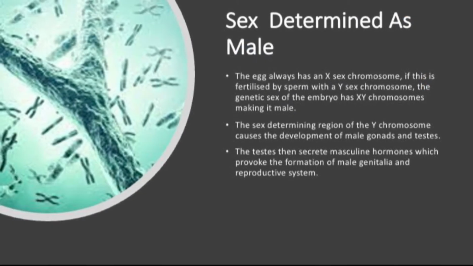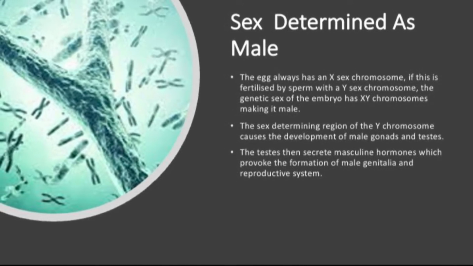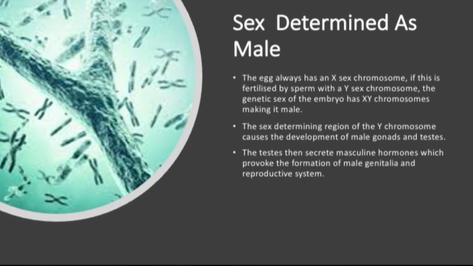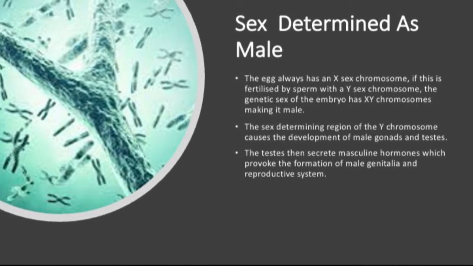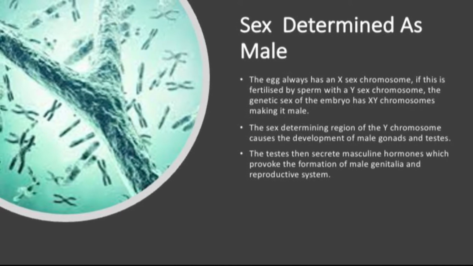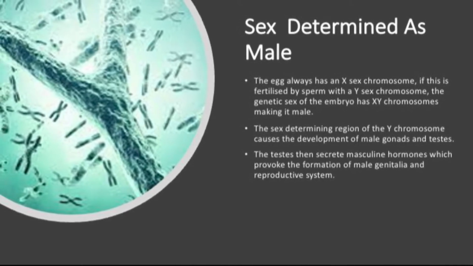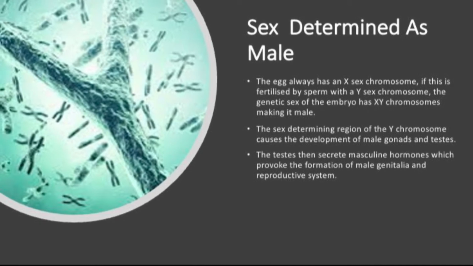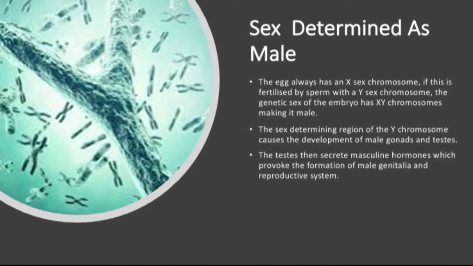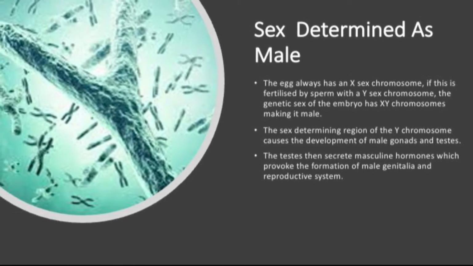Now what I'm going to look at is how the sex is determined as male. The egg always has an X sex chromosome, and if this is fertilised by sperm with a Y sex chromosome, the genetic sex of the embryo has an XY chromosome, making it male. The sex determining region of the Y chromosome causes the development of male gonads and testes. The testes then secrete masculine hormones which provoke the formation of male genitalia and the male reproductive system.